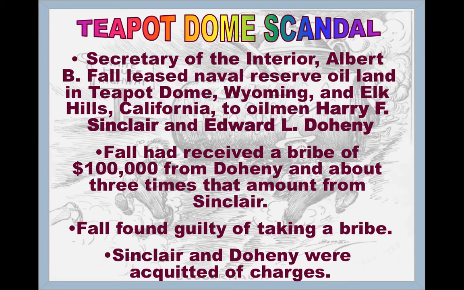So this guy, a cabinet position, takes and leases government land, technically owned by the public, and people drill on it for oil, take that oil and give some of the profits to this Secretary of Interior, Albert B. Fall, and the government never knows anything about it. The public never knows anything about it. But this Secretary of Interior, Albert B. Fall, gets rich.